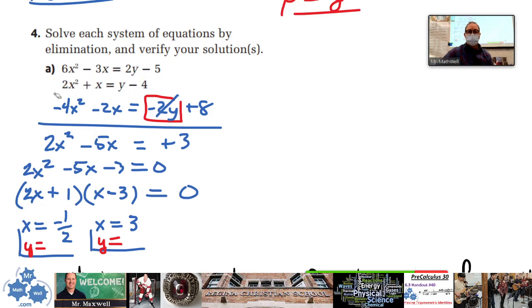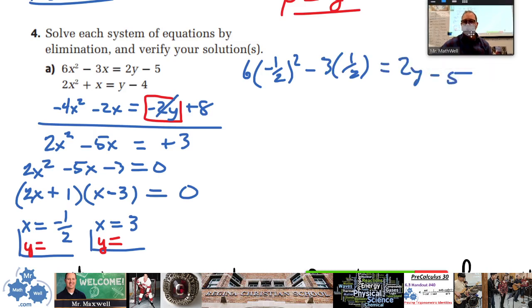So again, I want to use my original equations just in case I messed up somewhere in my work. So let's try 6 times negative 1/2 squared minus 3 times negative 1/2 equals 2y minus 5. So this is 6 over 4 minus 3 over 2 equals 2y minus 5.